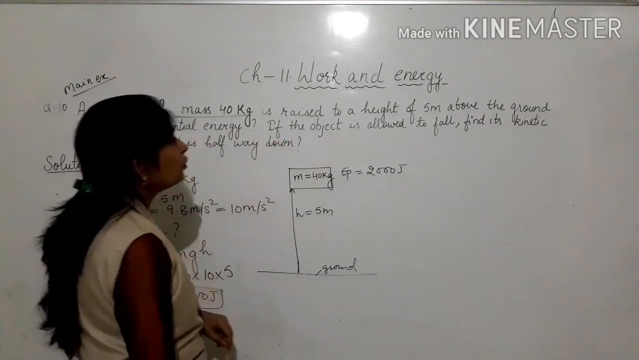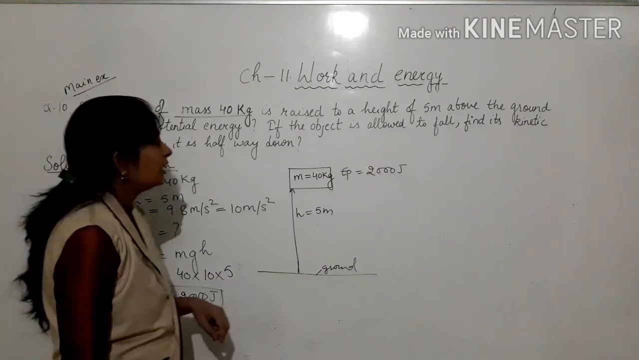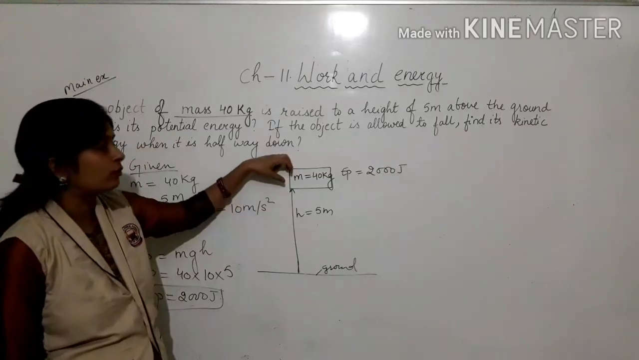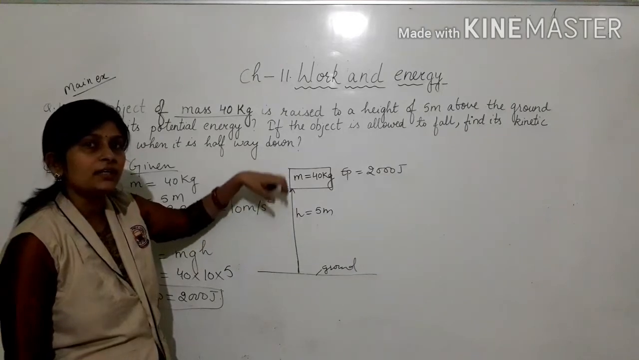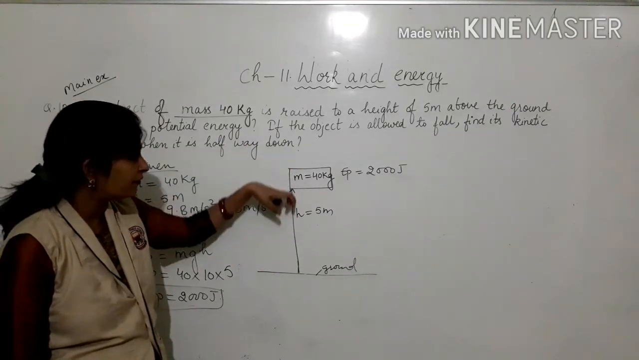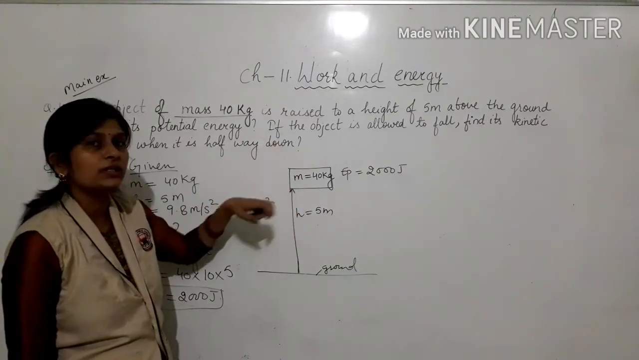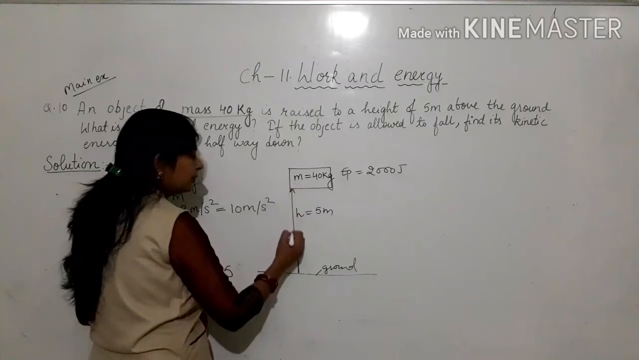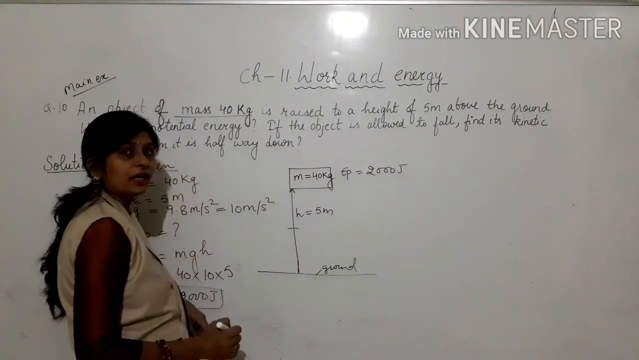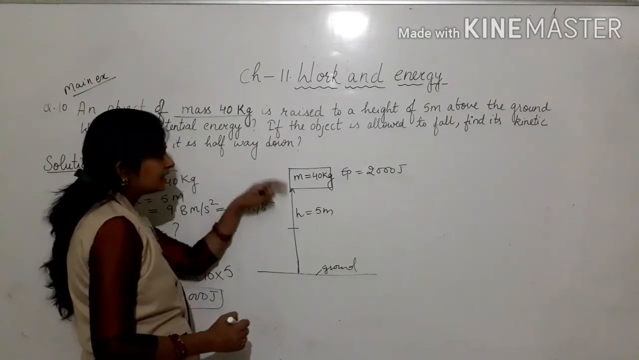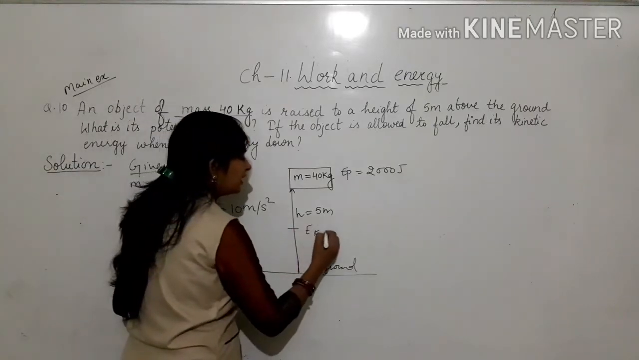Now what is next? If the object is allowed to fall, find its kinetic energy when it is halfway down. It means now this object is released from this height, so it falls freely towards the ground. When it falls freely towards the ground, then during this free fall, it reaches halfway or half path. As it reaches halfway or half path, what is its kinetic energy there?